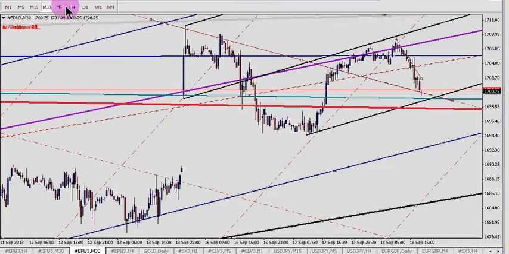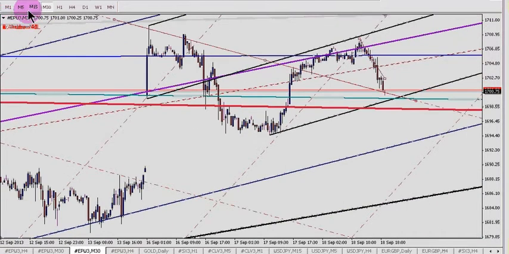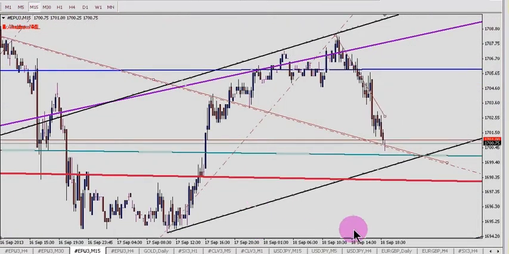Again, look at the angle. Look how the angle changes as we get progressively higher time frame. But it certainly has a good correlation with price, and that's why we use them. Reaction lines in conjunction with historical median lines.